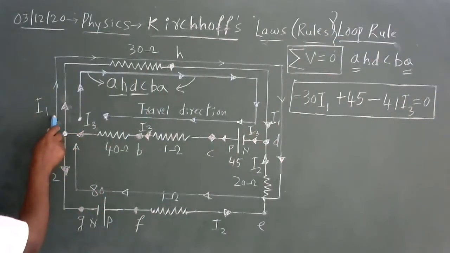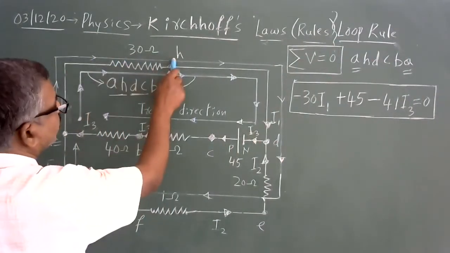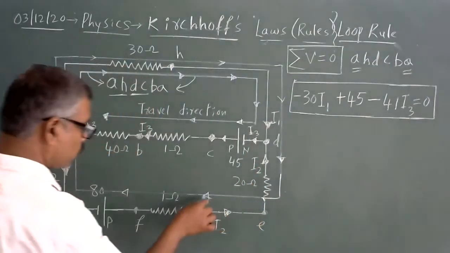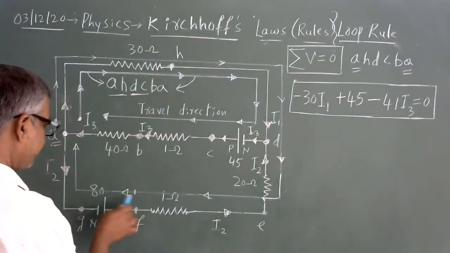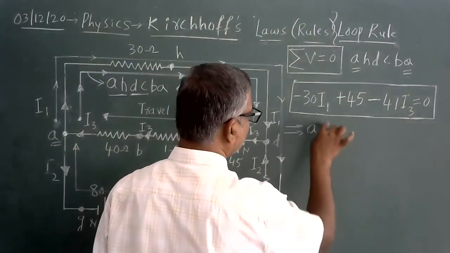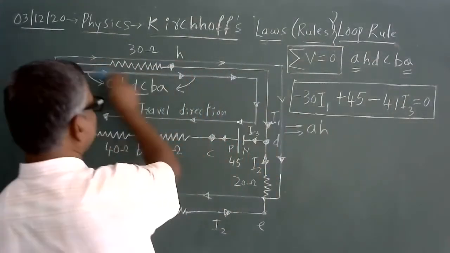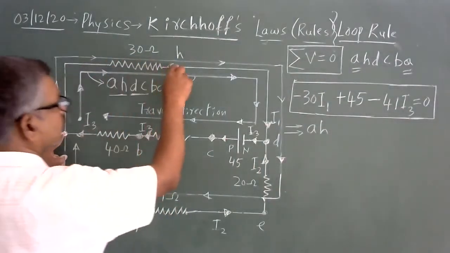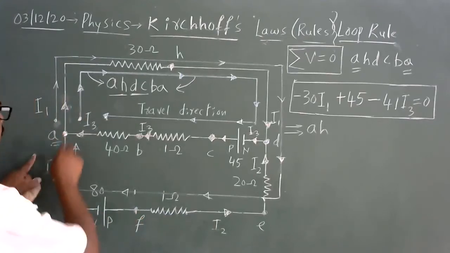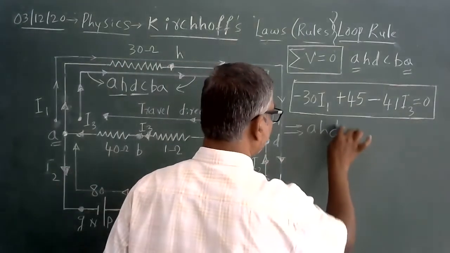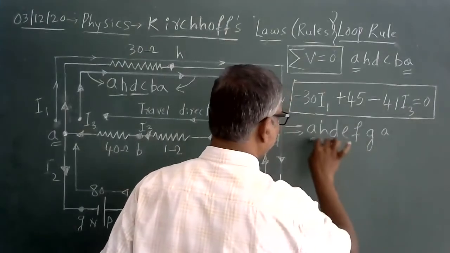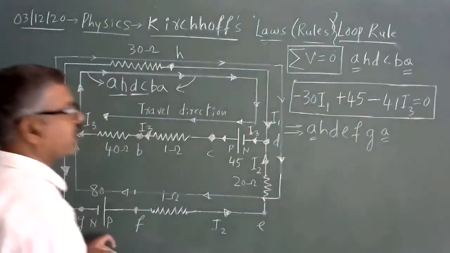Another loop is again this loop. It starts from A, goes to H, then D, then it moves to E, E to F, F to G, then back to A. This is the second loop: A, H, D, E, F, G, A. Again, the starting point and the end point are the same, hence it is called a loop.